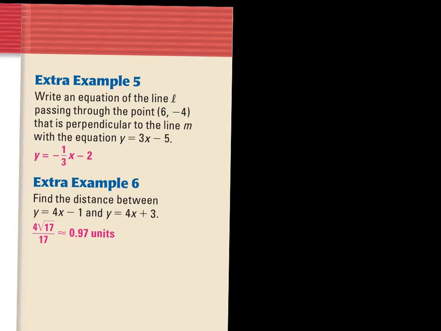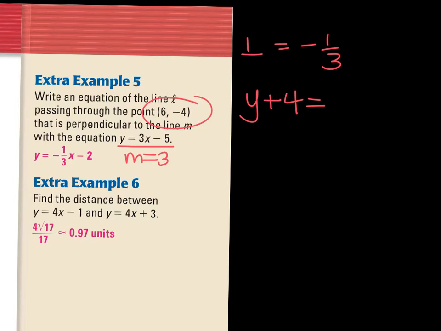Here's an extra example. Extra example 5 says write the equation of the line passing through the point 6, -4 that's perpendicular to the line m with equation y equals 3x minus 5. So the slope of this one is 3, which means the slope of a line perpendicular to it would be -1/3. Use that with this point. So y minus a -4 becomes +4 equals m, which is -1/3, times x minus 6.